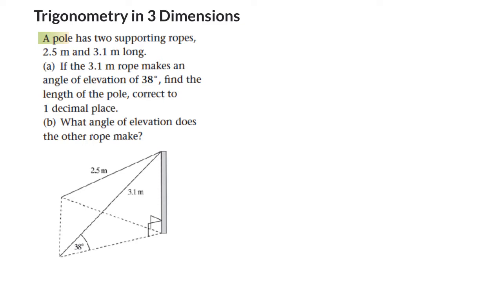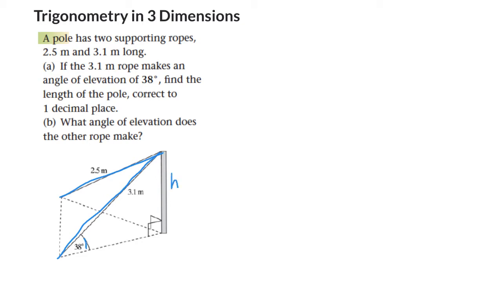Our first example here has got one with some detail already on it, which is really helpful. So we've got a pole that's being supported by 2 ropes that are 2.5 and 3.1 meters long respectively. That's these 2 guys running in different directions from the top of this pole. The 3.1 meter rope makes an angle of elevation of 38 degrees. We're shown that here. We want to find the height of this pole, h.